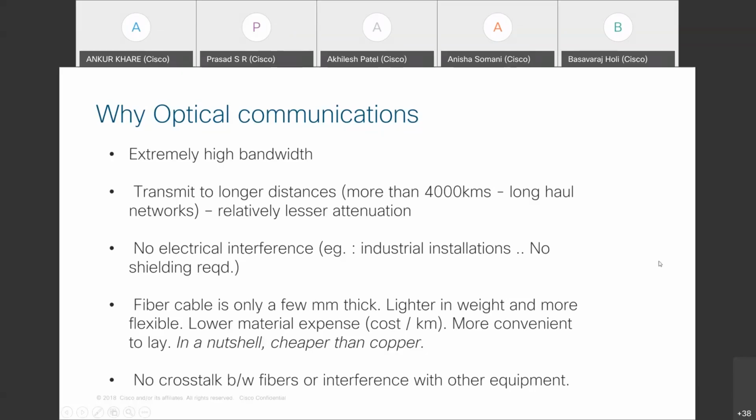So we get the higher bandwidth and the longer distances. We work in three segments. One is metro DCI, another is long haul, and the last one is submarine, which is very new to Cisco. Long haul we consider as long distances, it can be 1,000, 2,000, 4,000 kilometers. The optics advantages are high bandwidth and longer distances. There is no electrical interference, and so security is one more thing when we move from copper to fiber, right?